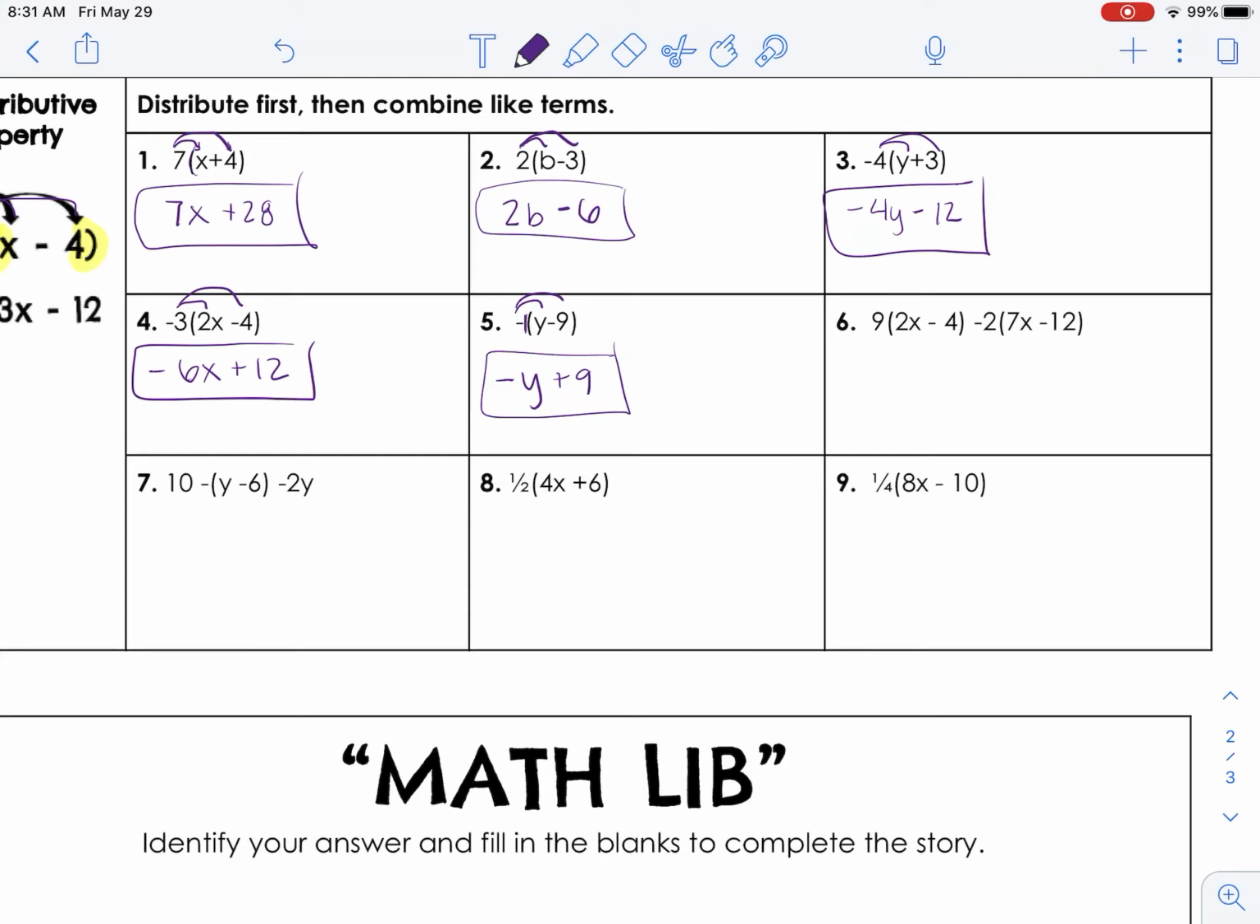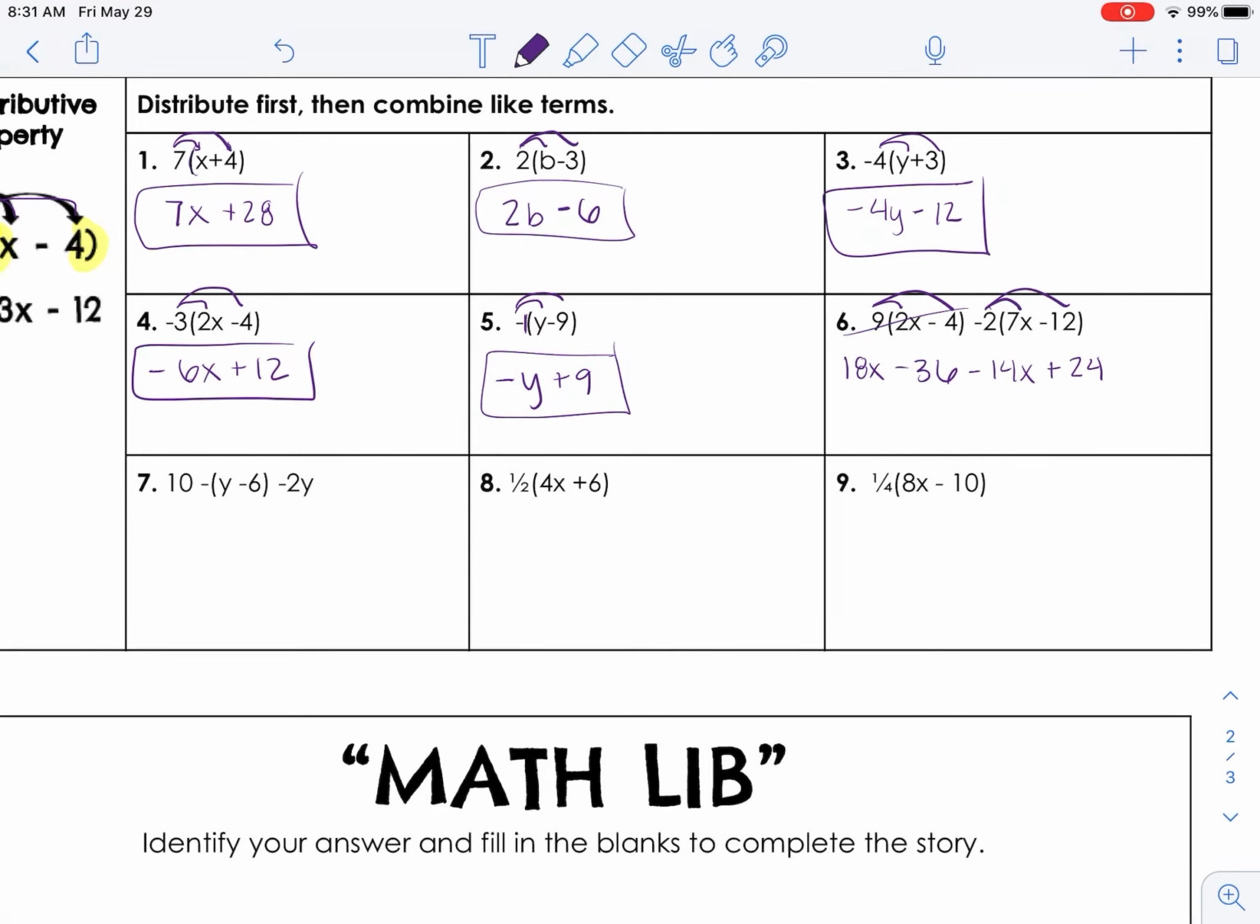Number 6 is a little bit different. We're going to have to combine some like terms, but you want to distribute first. So for my first set of parentheses, we're going to say 9 times 2x is going to be 18x. 9 times negative 4 is going to be negative 36. And then we get to a new set of parentheses. So we're done with the first distribution. Now we need to distribute this negative 2. So negative 2 times 7x is negative 14x. And negative 2 times negative 12 is positive 24.